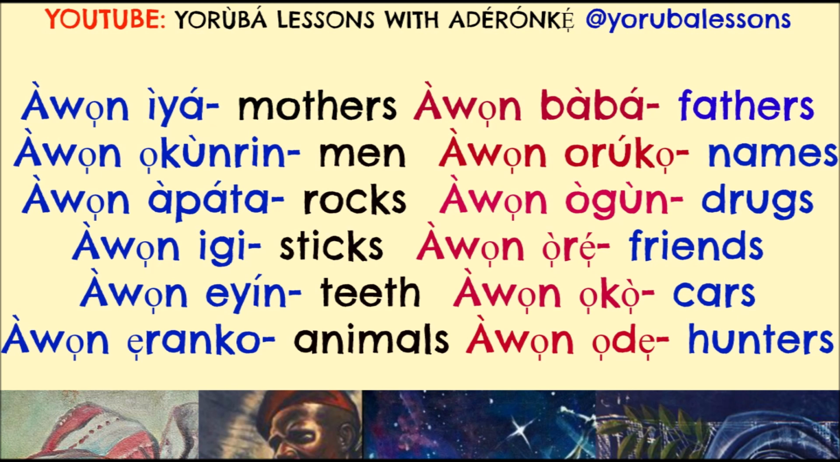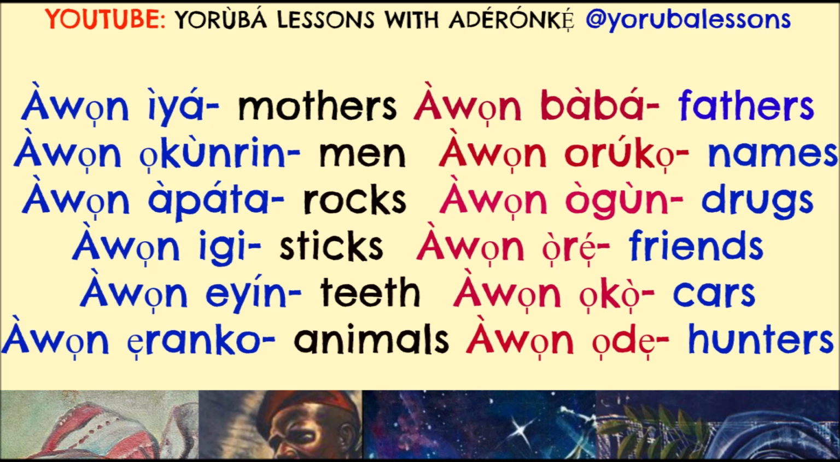Ọkùnrin is man. Ọkùnrin kan is one man. Ọkùnrin méjì is two men. Ọkùnrin mẹ́ta is three men. If you put àwọn in front of ọkùnrin, which is man, it automatically becomes men. Àpáta is rock. Àwọn àpáta, rocks.